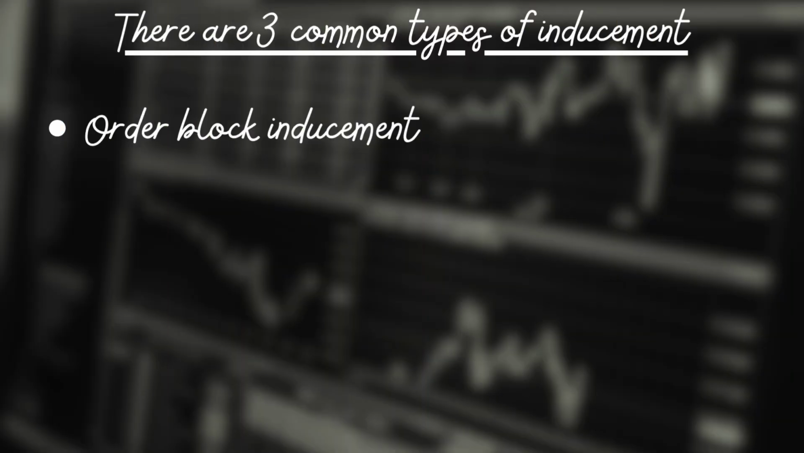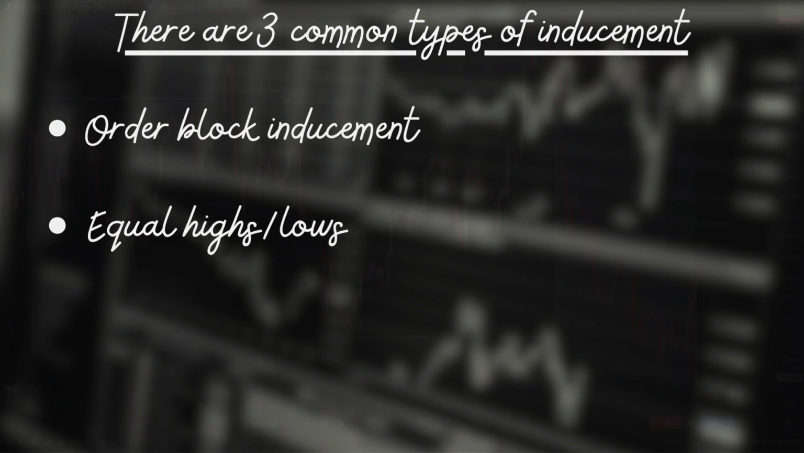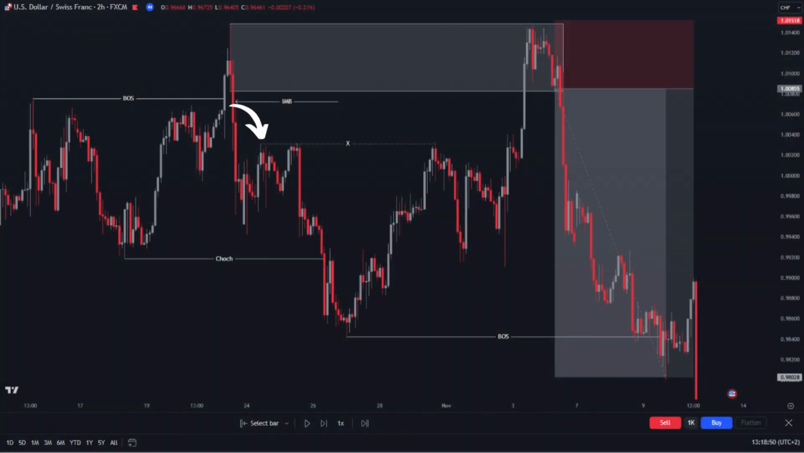The second type of inducement is equal highs or equal lows. In this example, we see equal highs, which technical traders often view as a resistance level, providing a good selling opportunity. Retail traders placed their stop losses above these highs, which created liquidity that had to be swept. Once the liquidity was taken, institutional traders executed their large volume sell orders, causing the price to drop instantly.